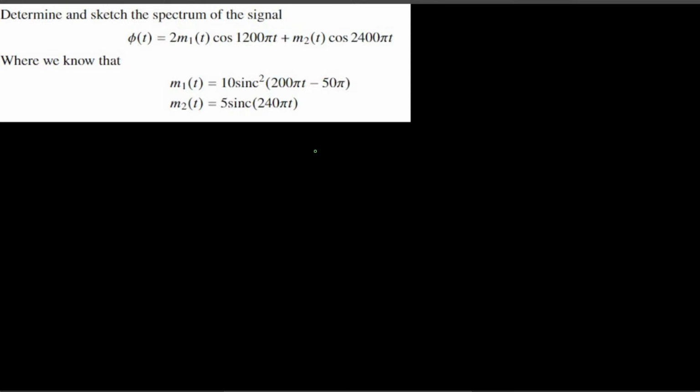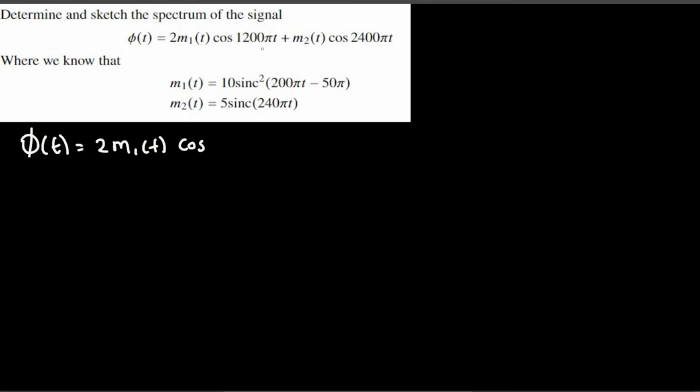Okay. So in order to do this problem, first we have to look at the intervals where m1 and m2 are located, because by looking at this equation we can find the center of these two in the provided diagram. So here I take this one, phi of t, 2 m1 of t, and after this first part you have to see the signal.